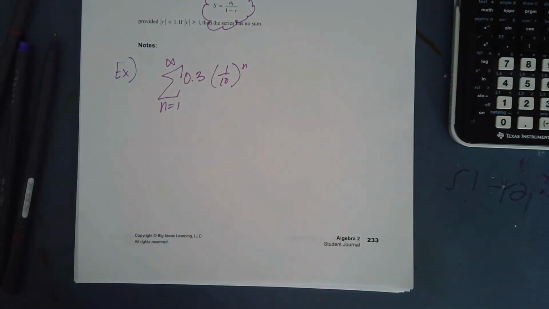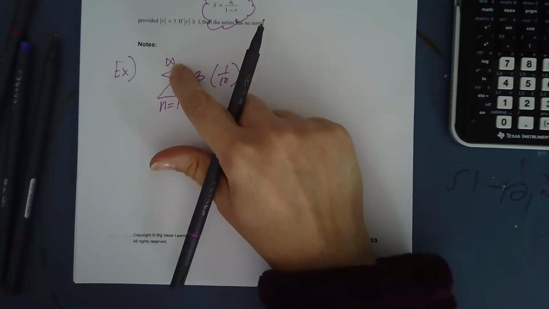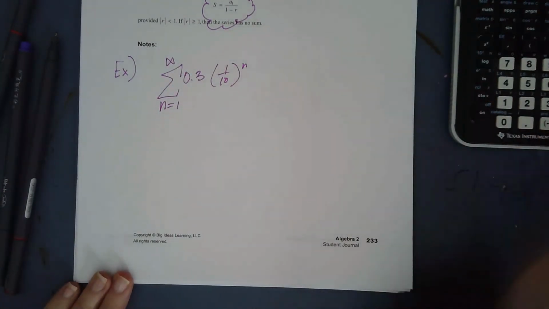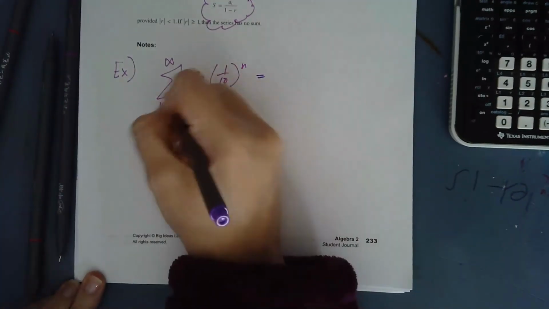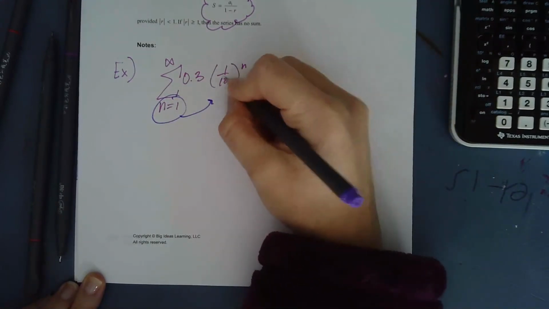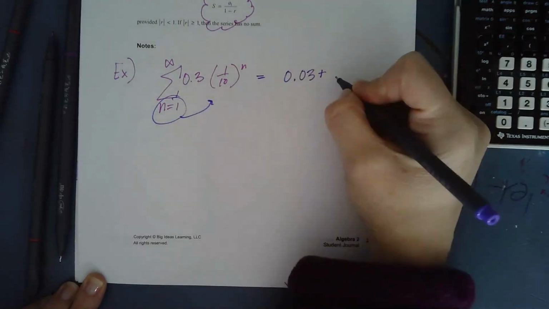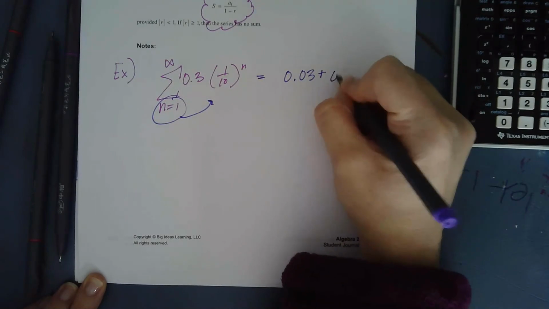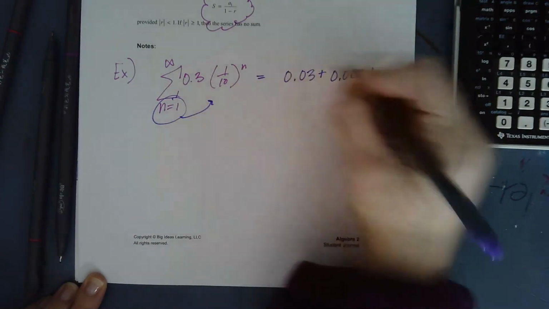In this one, it's a geometric series, and I know that because it's being raised to the power. It's infinite because my ending term is infinity. If I expanded this series out, in other words, plugged in 1, I would get 1/10 times 3, which is 0.03. If I plugged in 2, that's 1 over 100, so I'd get 0.003. If I plugged in 3, I would get 0.0003.